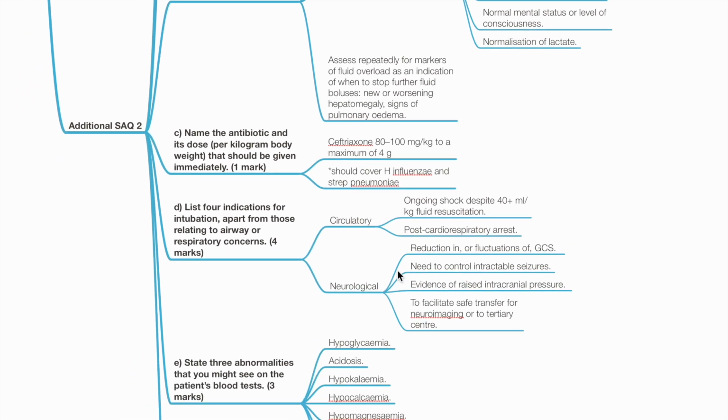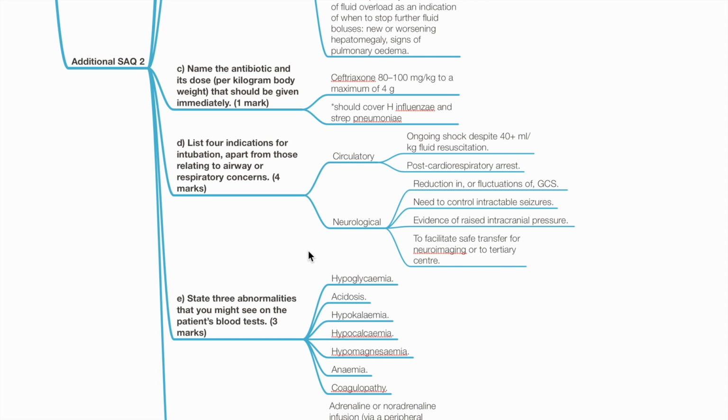C. Name the antibiotic and its dose that should be given immediately. Ceftriaxone 80 to 100 mg per kg, maximum of 4 grams. This should cover H. influenzae and Strep pneumoniae. D. List 4 indications for intubation, apart from those relating to airway or respiratory concerns. Circulatory indications include ongoing shock despite 40 ml per kg or more fluid resuscitation, and post-cardiorespiratory arrest. Neurological indications include reduction in or fluctuations of GCS, need to control intractable seizures, evidence of raised ICP, and to facilitate transfer for neuroimaging or to a tertiary center.